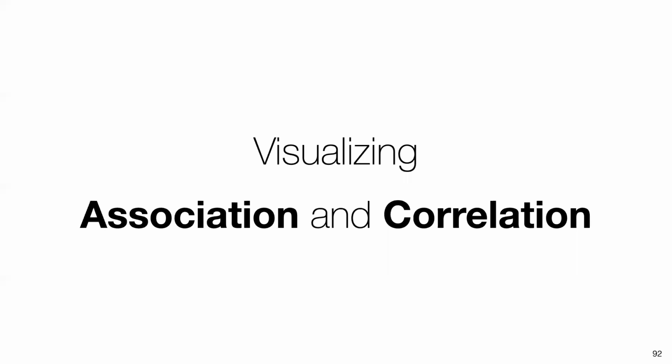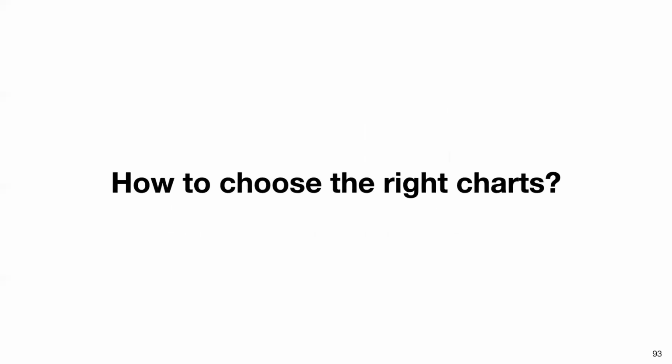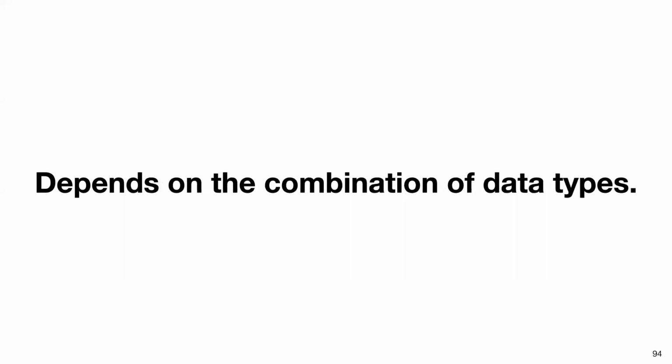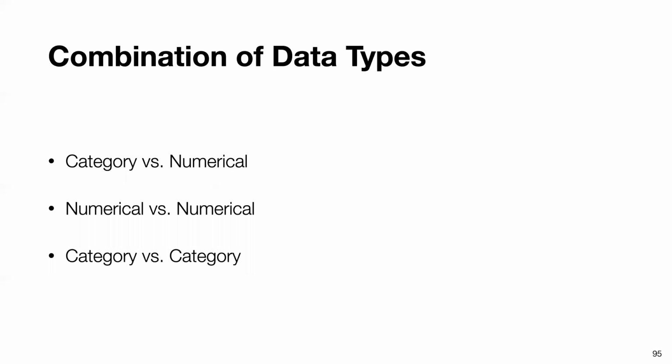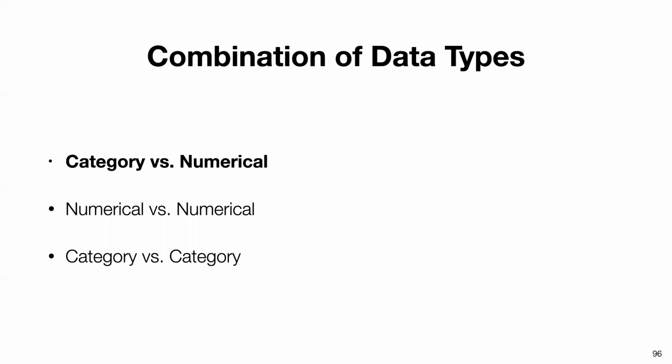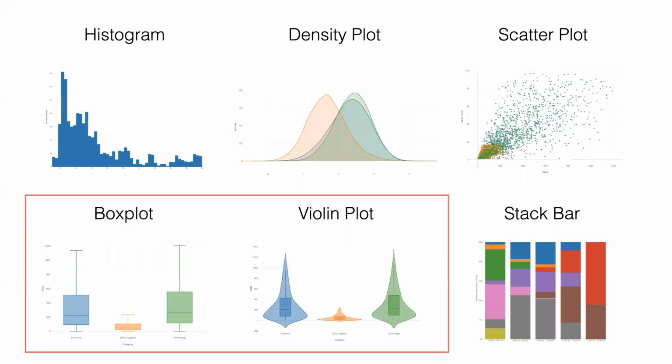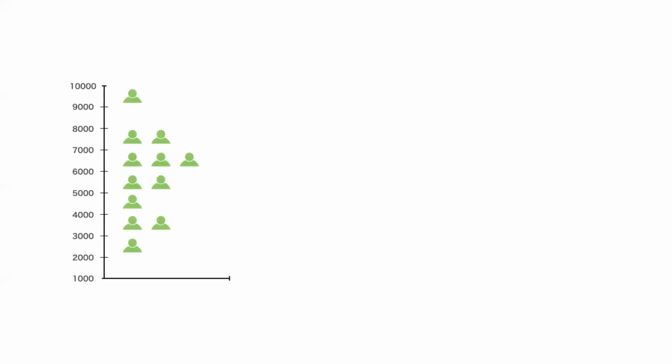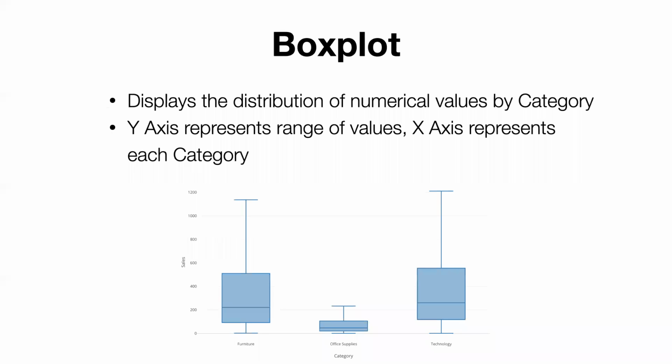let's start visualizing association and correlation. So how to choose the charts, right? Which charts should I use? Well, again, it depends on the combination of data types: categorical and numerical, or numerical and categorical. Let's start with the categorical and the numerical. Okay. And to do that, we're going to use a Boxplot and Violin plot chart. So the Boxplot, I want to explain just to make sure everybody is on the same page.